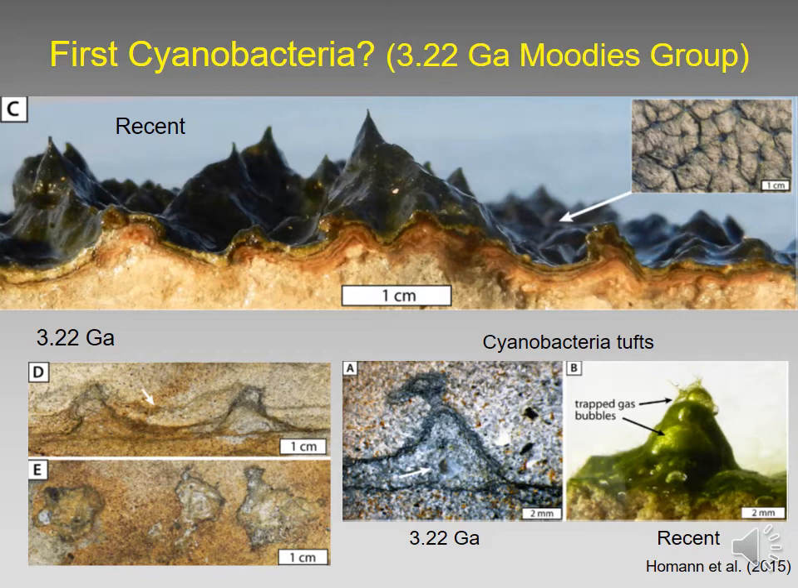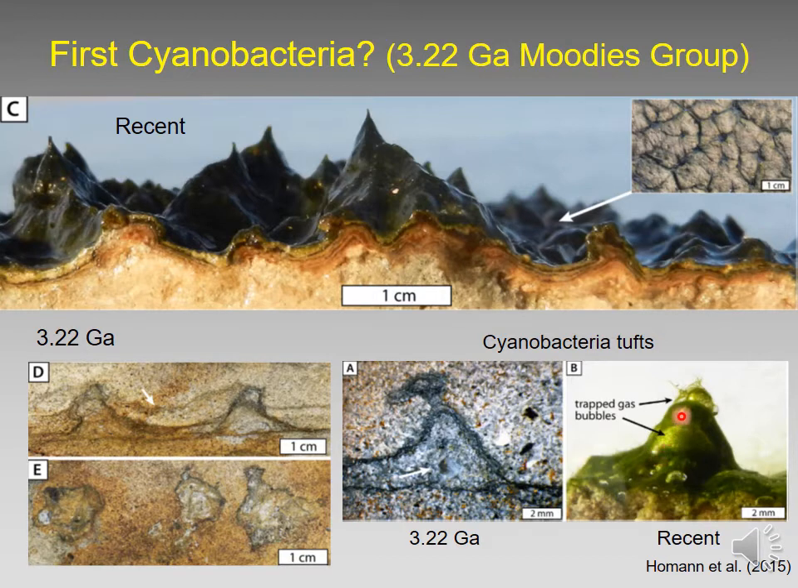Evidence of the existence of such microbes is admittedly circumstantial, but some of this circumstantial evidence does exist indeed. And I'm referring to beautiful microbial structures described by the group around Chris Heubeck a couple of years ago from the Moodies Group. Now, the Moodies Group in the Barberton is 3.2 billion years old, and what the Heubeck group described were these little structures here. Everything that's black here is biogenic carbon, and these little structures resemble in their shape perfectly modern cyanobacteria.